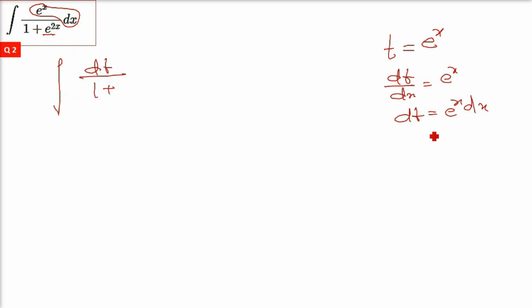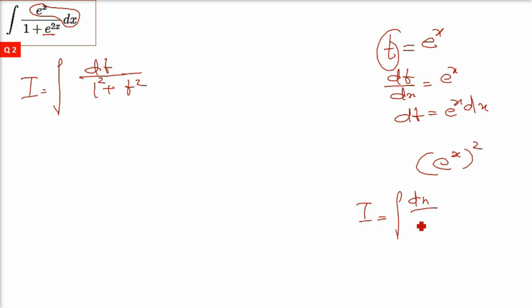In the denominator 1 plus e raise 2x. When you square e raise x, it will be e raise 2x. So t square it will be. Denominator will become 1 square plus t square. So it's equivalent to tan inverse x. Because when we integrate 1 by a square plus x square, where a is equal to 1, it will be tan inverse x. You will see how.